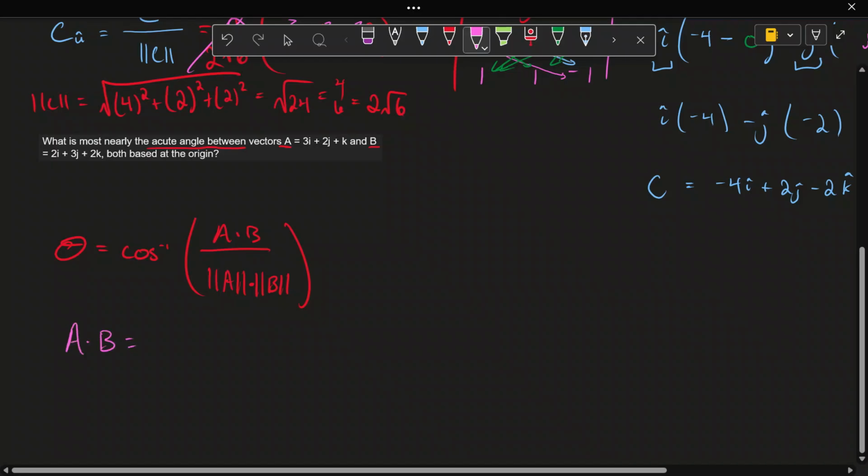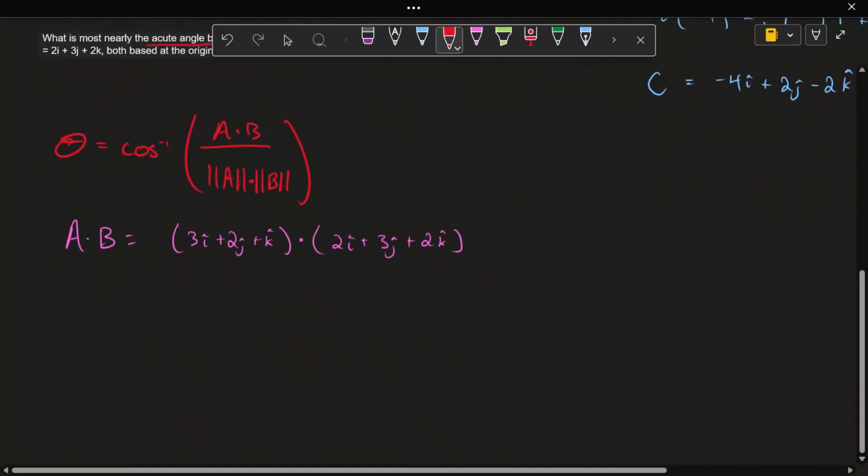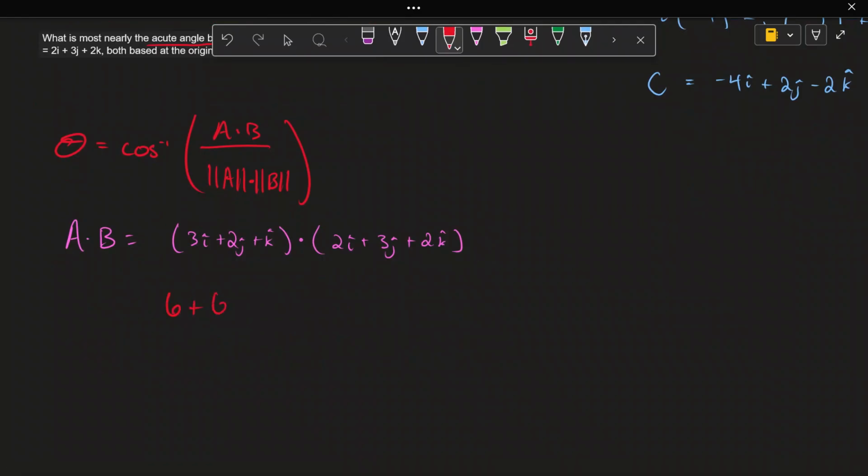It's a scalar value. So what we have here is 3i plus 2j plus k times 2i plus 3j plus 2k. Okay, so again, we take the components and multiply each other. 3 times 2 is 6. 2 times 3 is 6. 1 times 2 is 2. So 6 plus 6 is 12, plus 2 is 14. That's going to be the numerator.